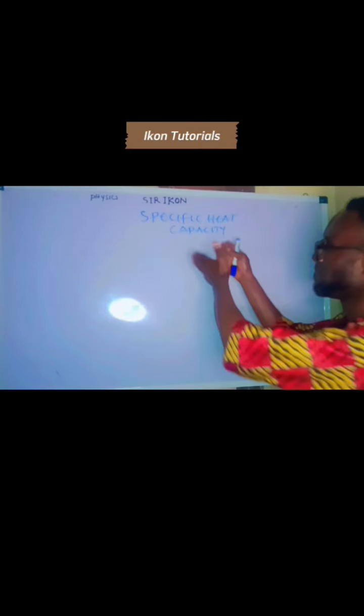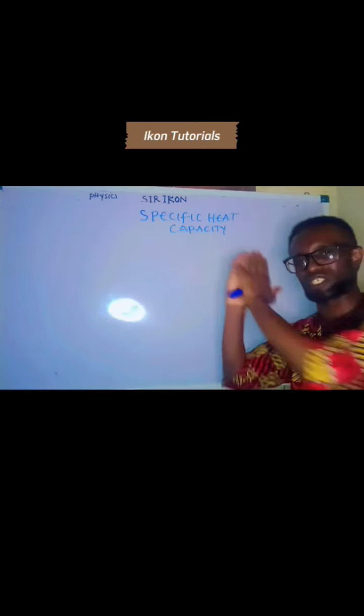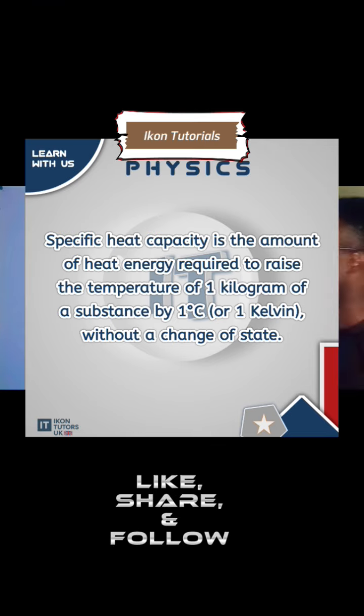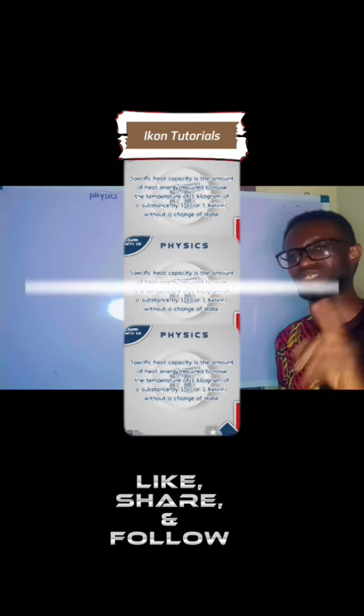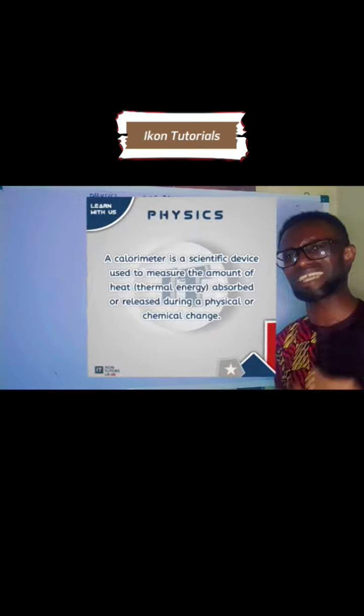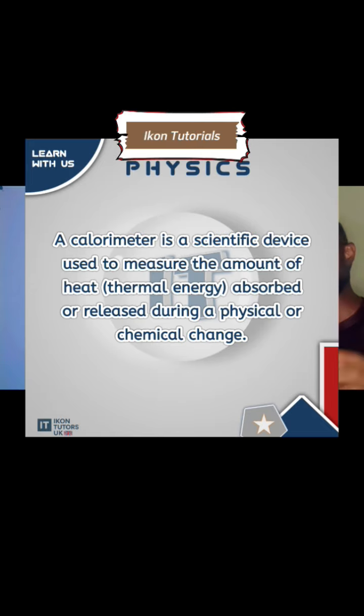Now, remember, specific heat capacity of a substance is defined as the quantity of heat required to raise the temperature of a body by 1 Kelvin. Let me explain this now using a hot metal. When you quickly transfer a hot metal into a calorimeter containing water, what is a calorimeter? A calorimeter is an insulated vessel used for heat exchange.